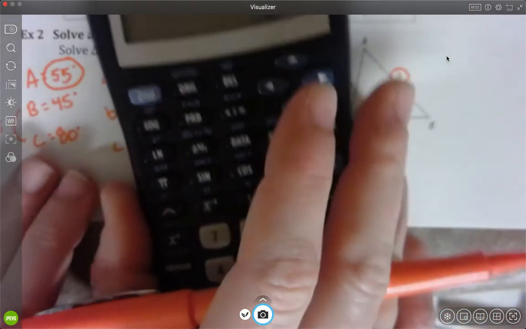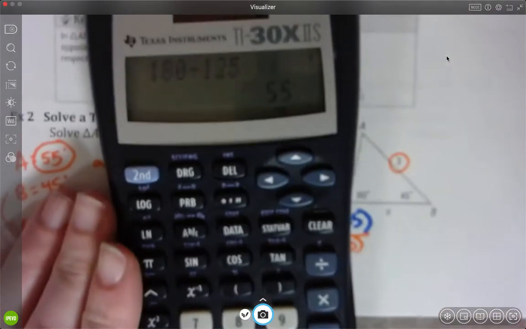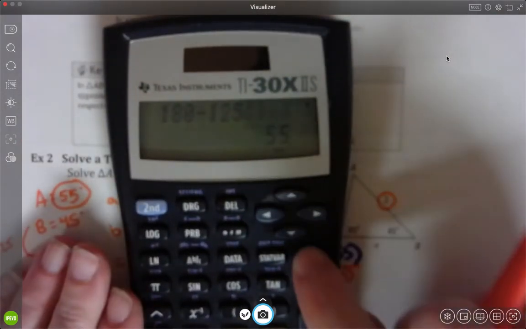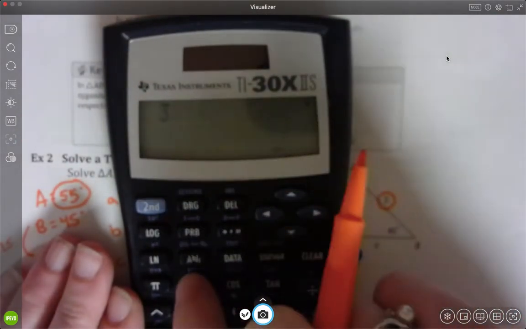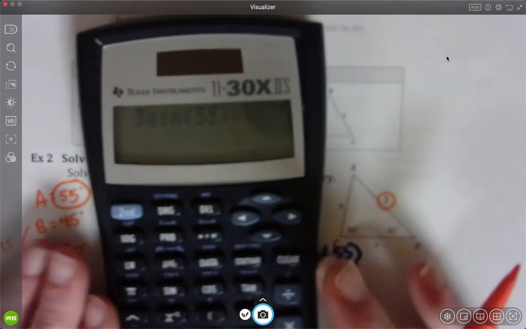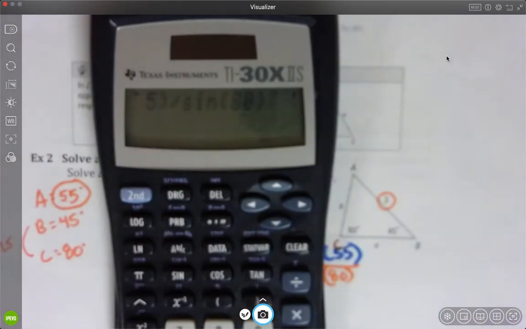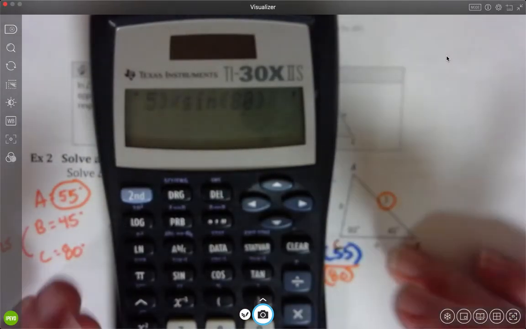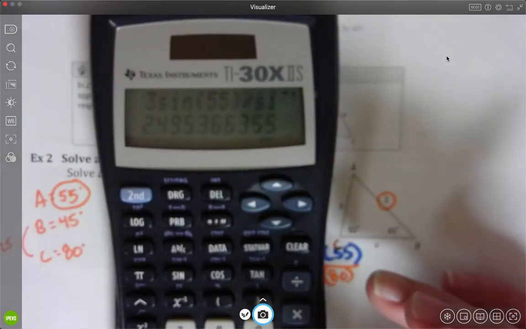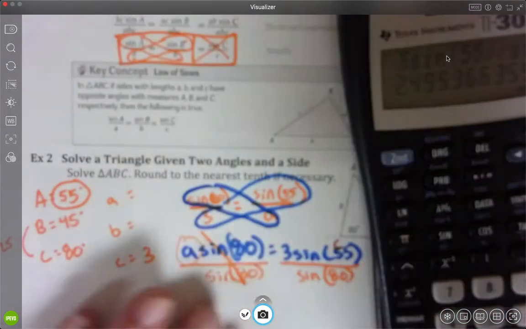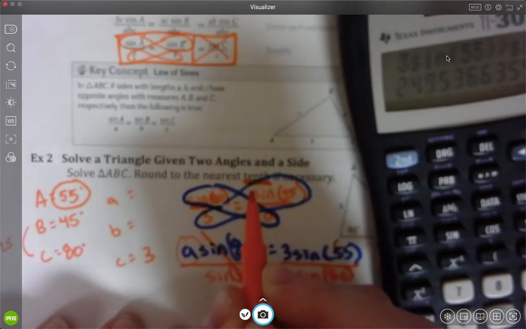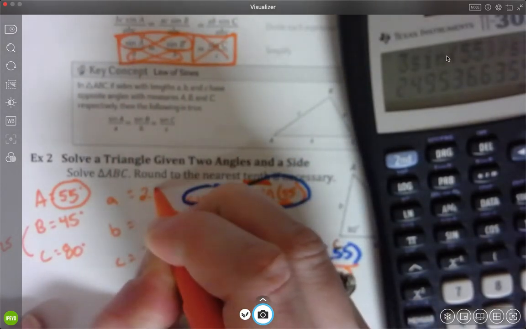And I'm going to type that all into my calculator at one shot. So this is what it will look like: 3 sine 55 divided by sine 80. I hit enter, and I have A is 2.49 or 2.5, let's say. Round to the nearest tenth, that means 1 decimal place. So he's going to be 2.5.